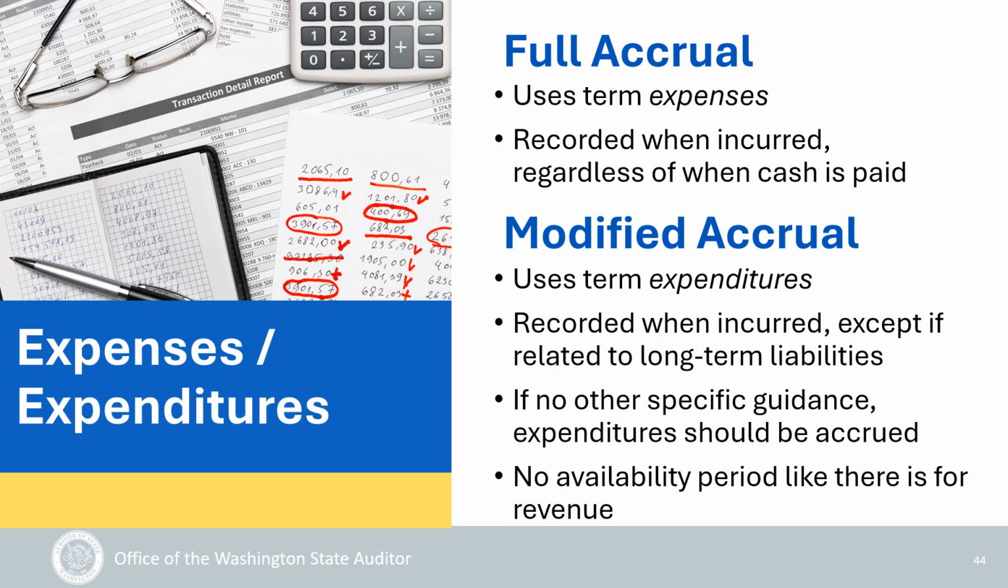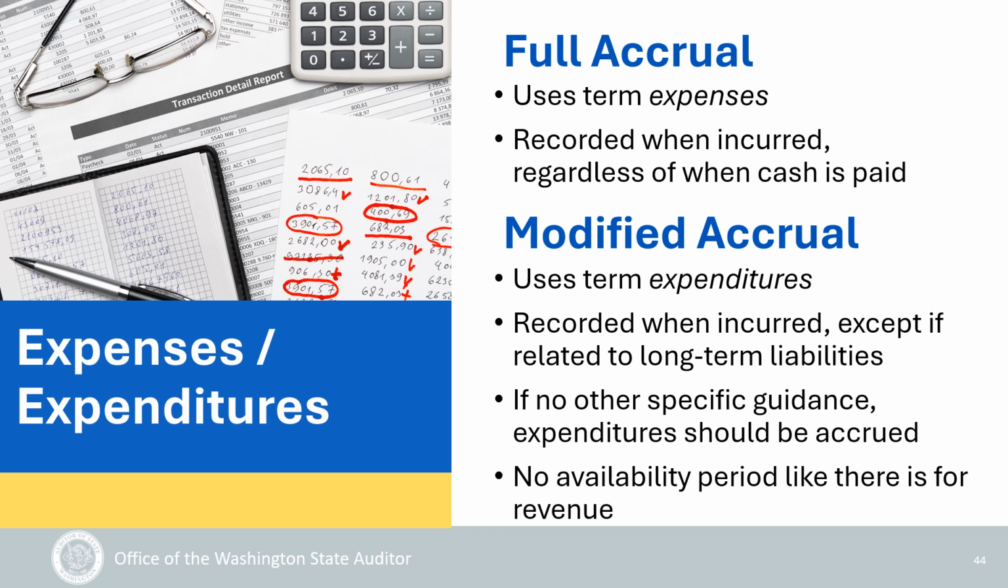We're going to finish out with a quick discussion on expenses and expenditures. Under full accrual, we use the term expense, and we report those expenses when they're incurred, regardless of when the payment is made. Modified accrual, on the other hand, uses the term expenditure. These are also recorded when incurred, except if they are related to a long-term liability. Remember, we don't report long-term liabilities in modified accrual, so we don't accrue the expenses related to them either. Instead, the expenditures are recorded when due and payable.